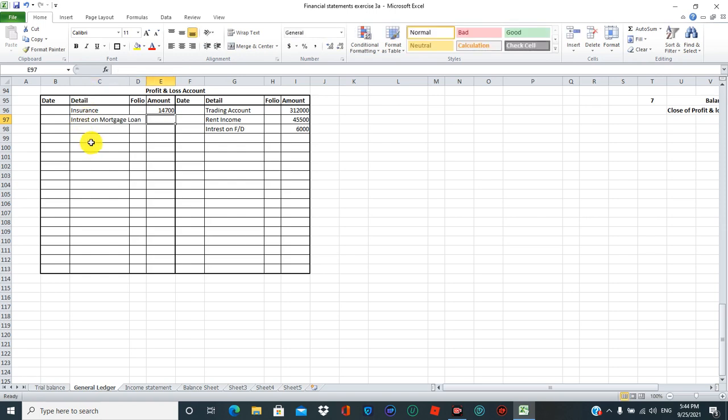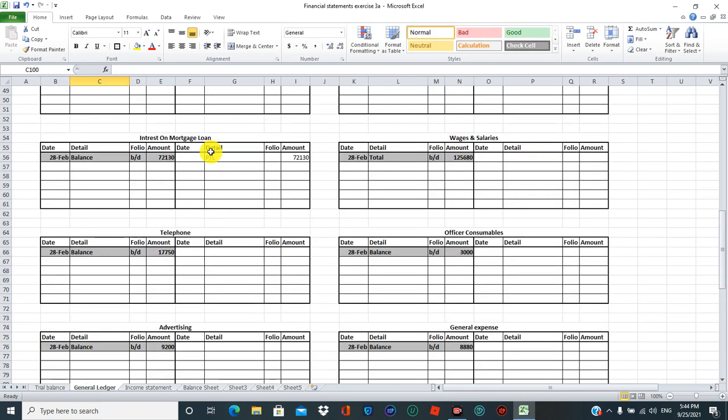No, it's going to write it like that. Interest, so 7272130. Okay, so that was interest on mortgage loan, wages and salaries, same story.